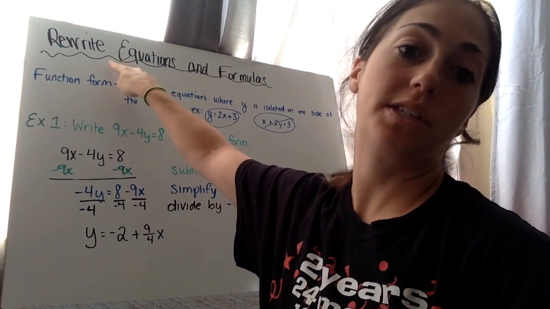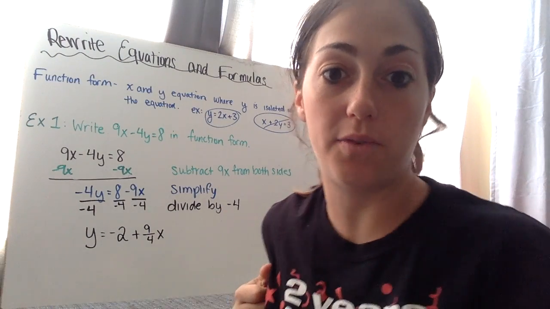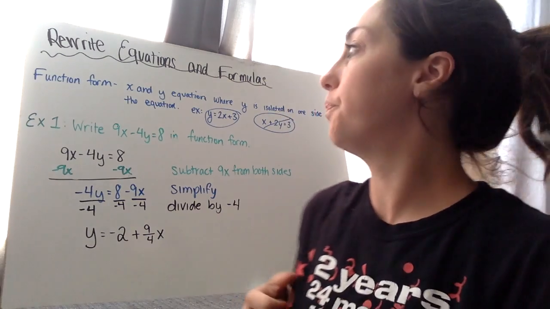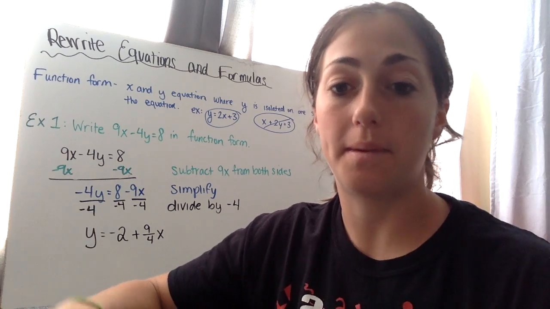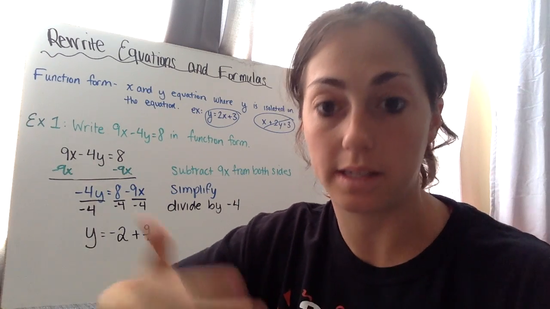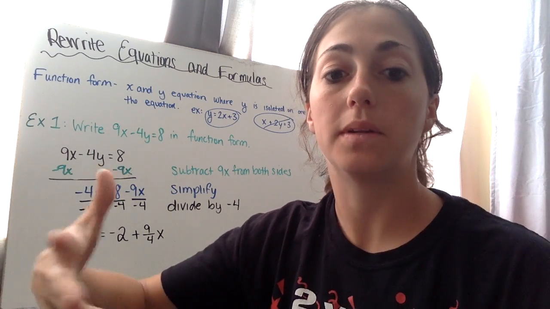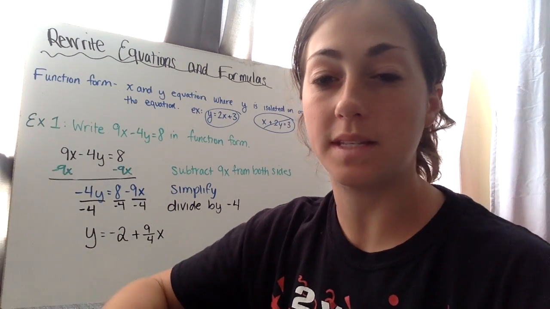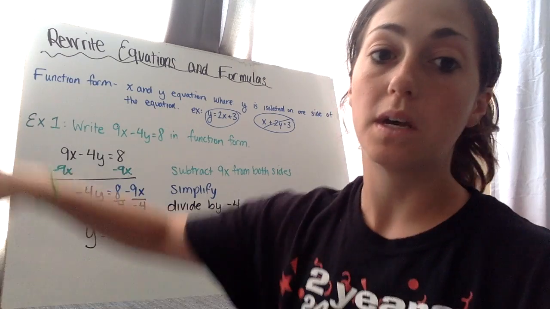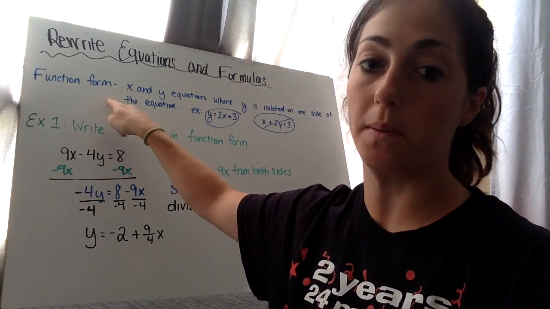Alright, so today we're going to talk about rewriting equations and formulas. We've already worked with equations where we solved for a variable, like solving for x, you get x equals 7, whatever. Here we're going to have more than one variable, and that's not as easy, but it's actually the same steps. So let's first talk about what function form means.